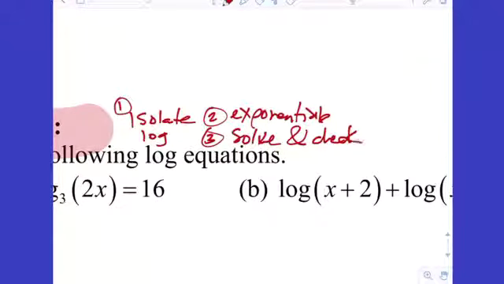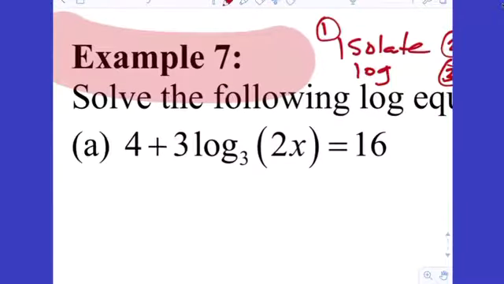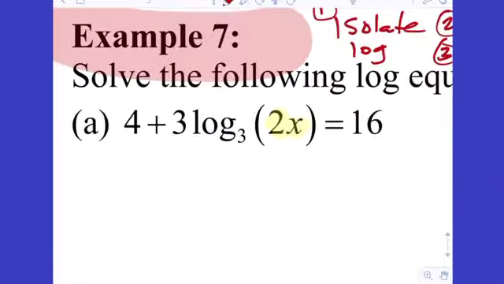The reason you want to check your solutions for log equations is simply because they have restricted domains, right? We can only take logs of positive numbers. And sometimes in the process of solving, you get quadratics which have extraneous solutions. So if you don't check your answers at the end of a log equation, you can get bitten again.